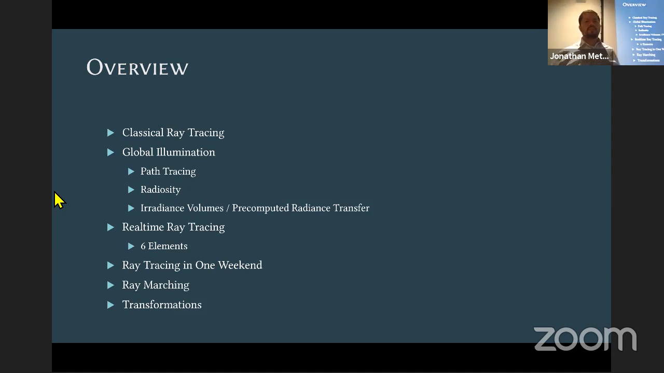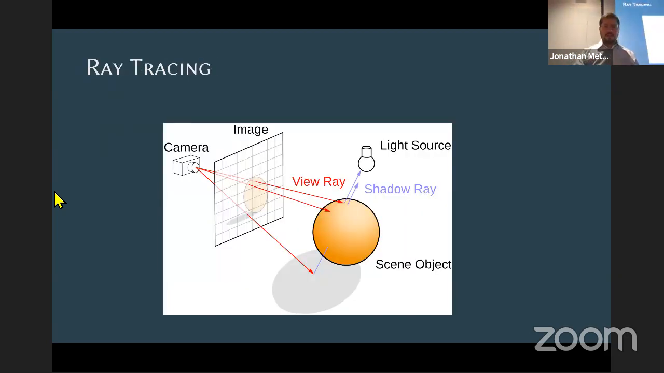So classical ray tracing, global illumination, the three different techniques we looked at: path tracing, radiosity, and PRT, precomputed radiance transfer, or they're often called irradiance volumes. So search for both of them, get both techniques. Talk about real-time ray tracing and the 6 kind of elements that go along with that, and how to approach learning how to do ray tracing, which is part of the homework, and continue our discussion on ray marching and different transformations. Okay, so I think the next homework's due this weekend. So that's the first homework due this weekend.